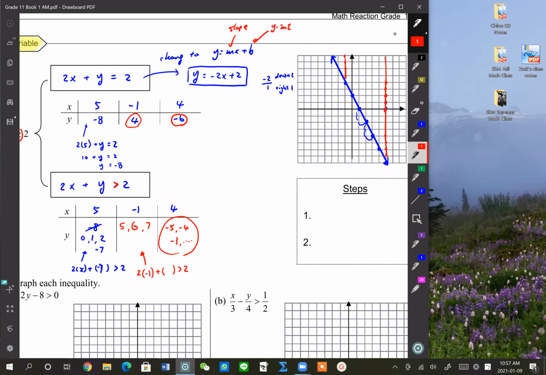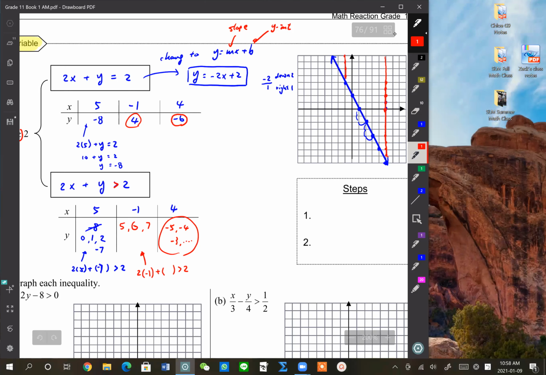When x equals 1, 2, 3, 4, y will be -5, -4, -3, -2, -1, right? So you can see the pattern. It's always on one side of the line. So that's a shading, an area.